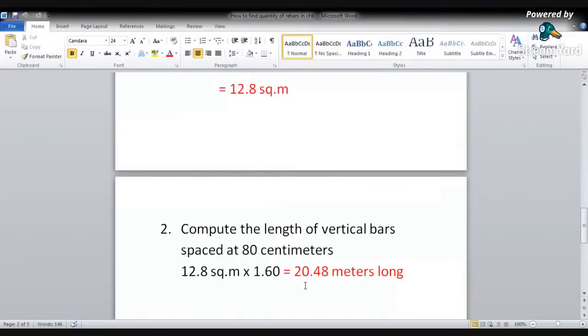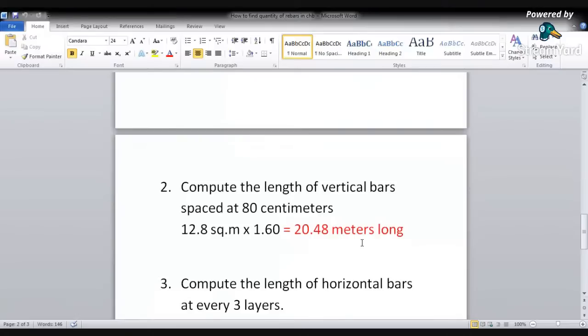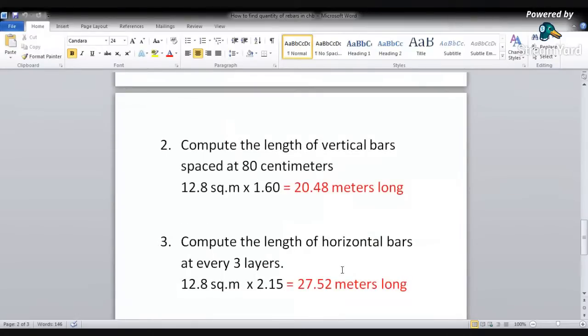Now, this is only for vertical. The next step is to compute the length of horizontal bars at every 3 layers. As we check in the chart, the multiplier for 3 layers is 2.15. So the area is 12.8, the area of the fence, times 2.15. We need only 27.52 meters long of bars.